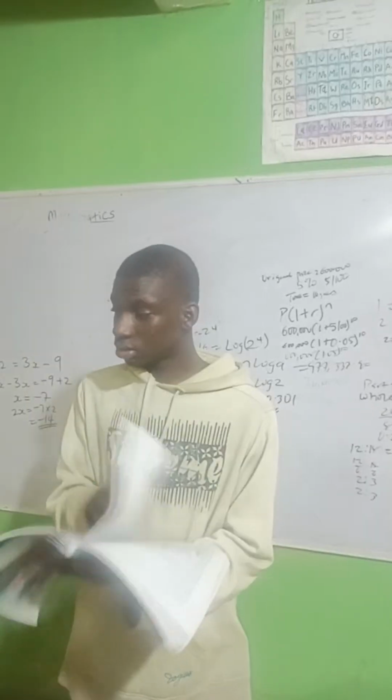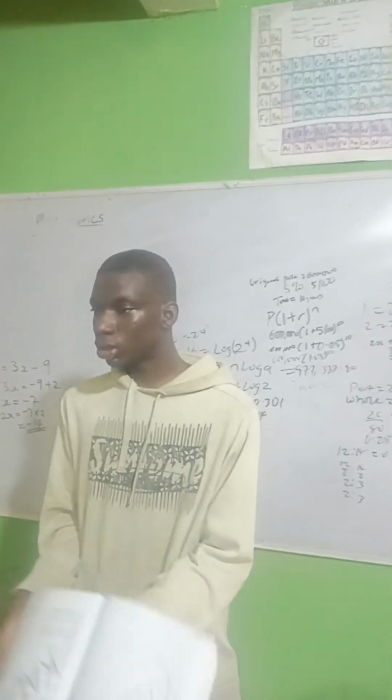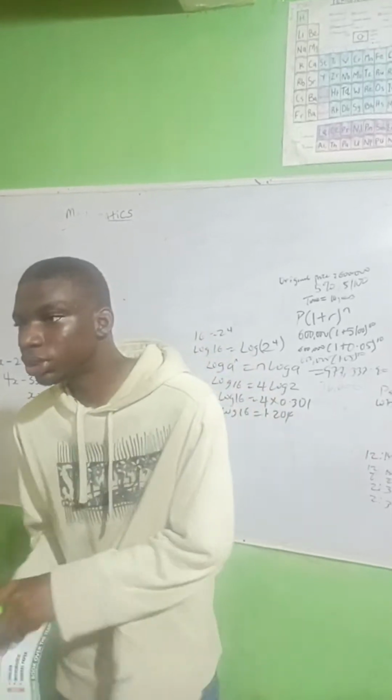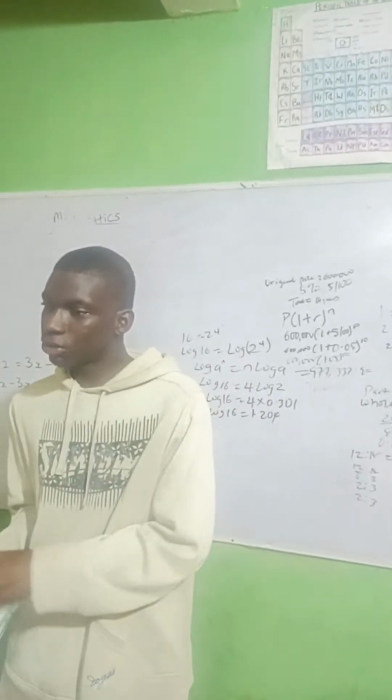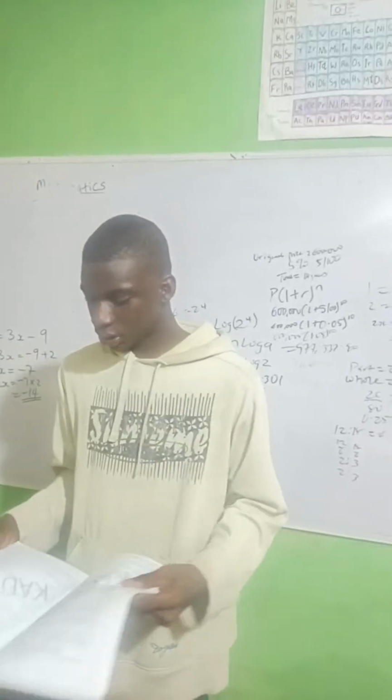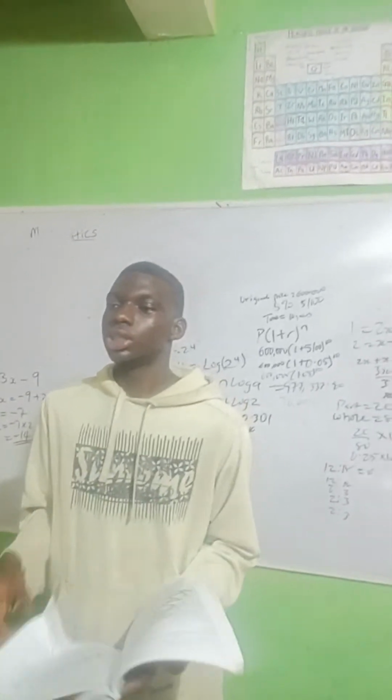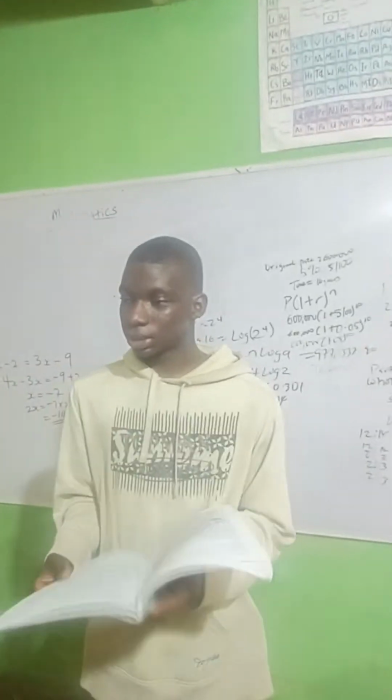So 2 also won't be there. That's why it's going to be 3, 5, 7, 9. So 3 plus 5 plus 7 plus 9. That's what you are going to get. So that's 24, right? Yeah. So you have to understand the question.